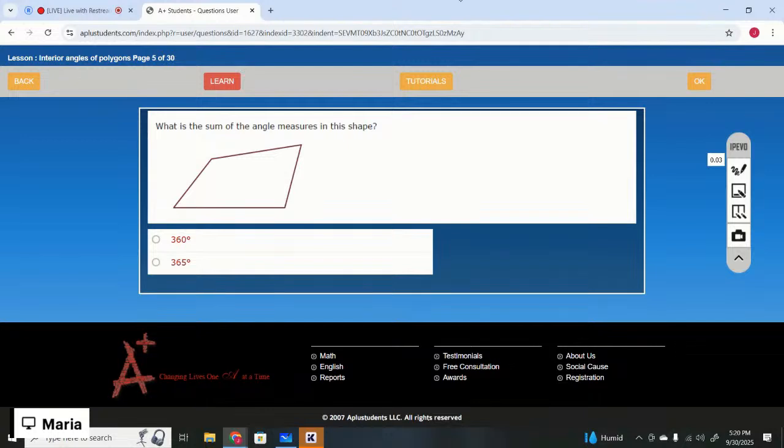Yes, we can make two triangles, right? So the sum of the angles is 360 degrees. Option number one is the correct option.